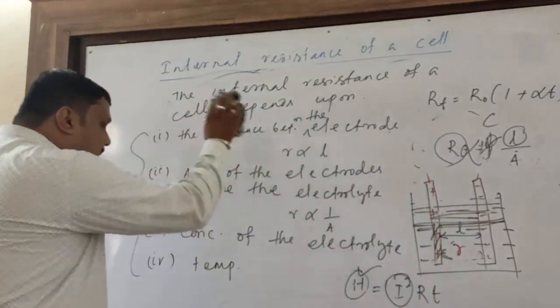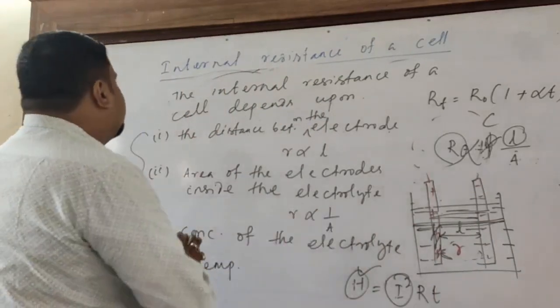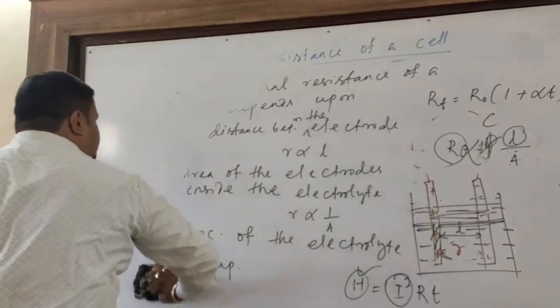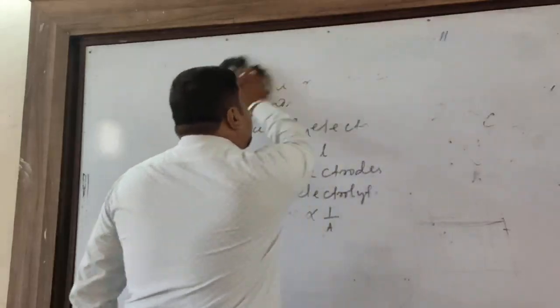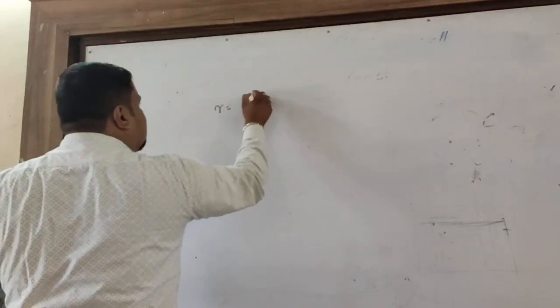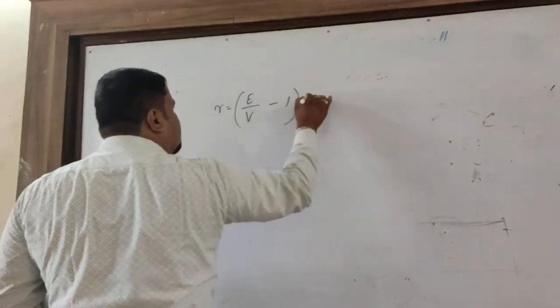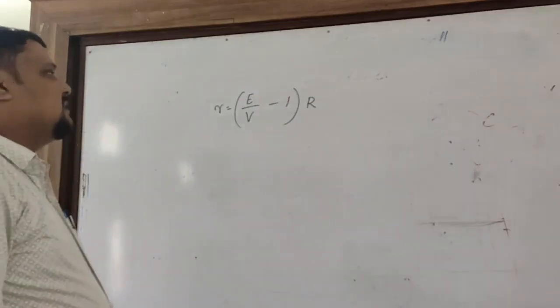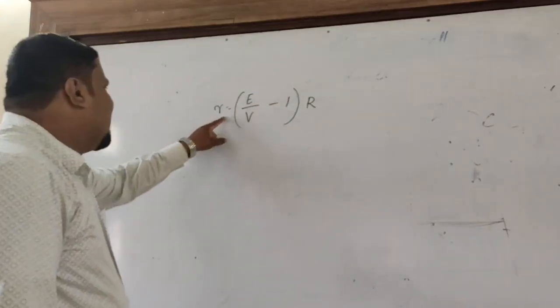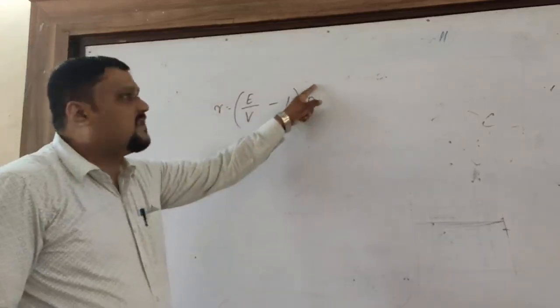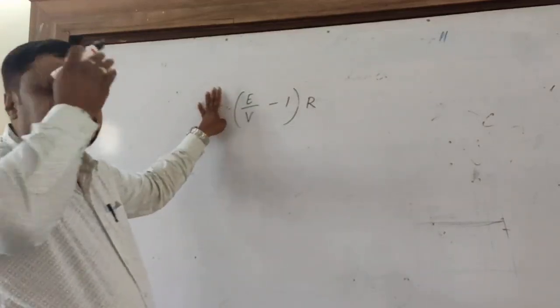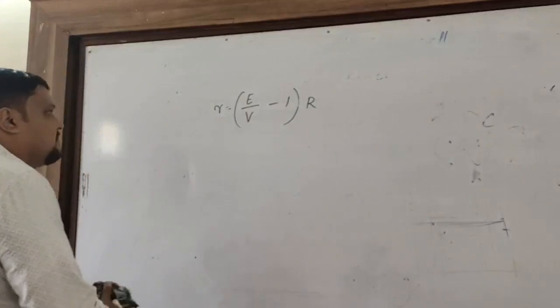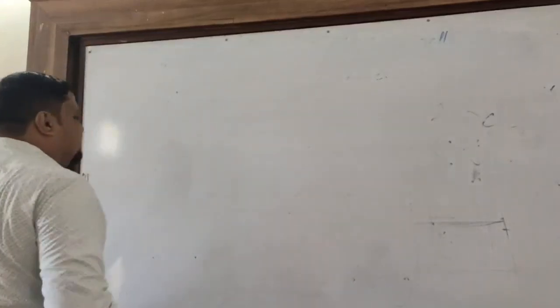And by this concept, using the EMF and potential difference of the cell, the expression for the internal resistance is r equal to (E/V minus 1) into R, where R is the external resistance. But this internal resistance of the cell does not depend upon this R. Whatever happens to R, the internal resistance of the cell stays the same.